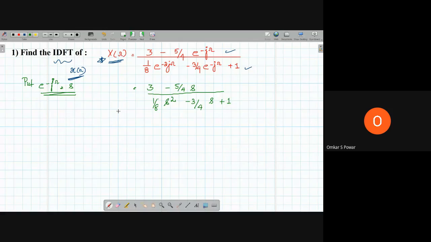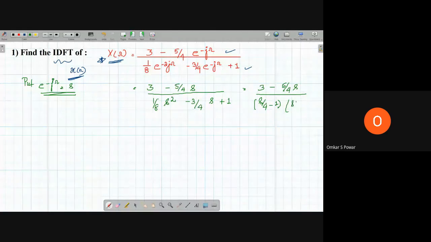Okay. So I have to solve this in terms of partial fractions. How will I simplify this one? Please observe. I can further write it as 3 minus 5 by 4 into s, divided by s by 4 minus 1 into s by 2 minus 1. How did I get this? 1 by 4 into 1 by 2 is equal to 1 by 8.